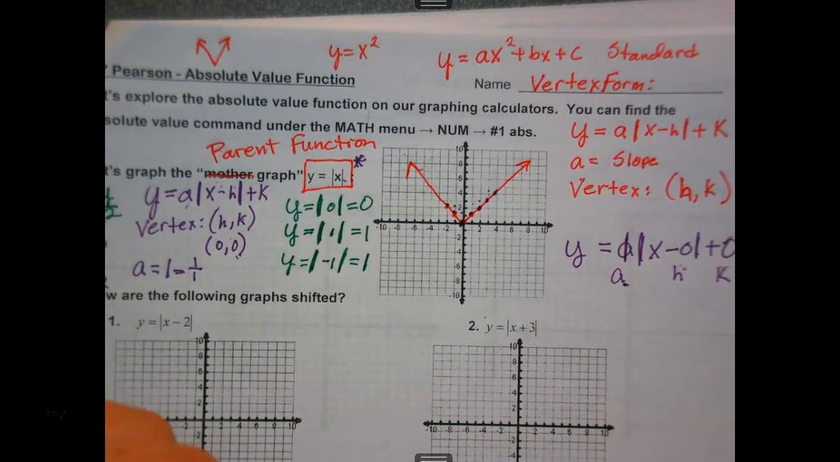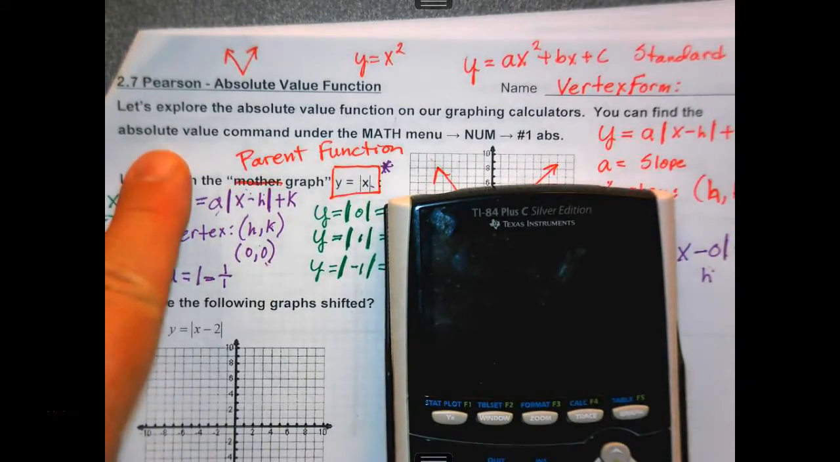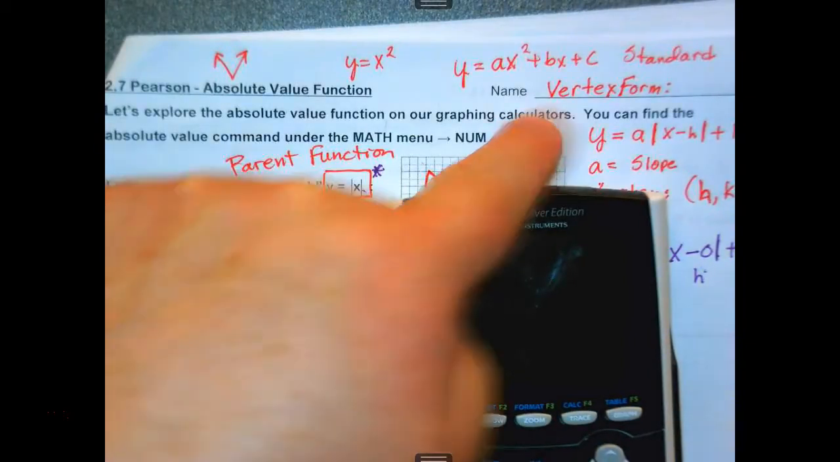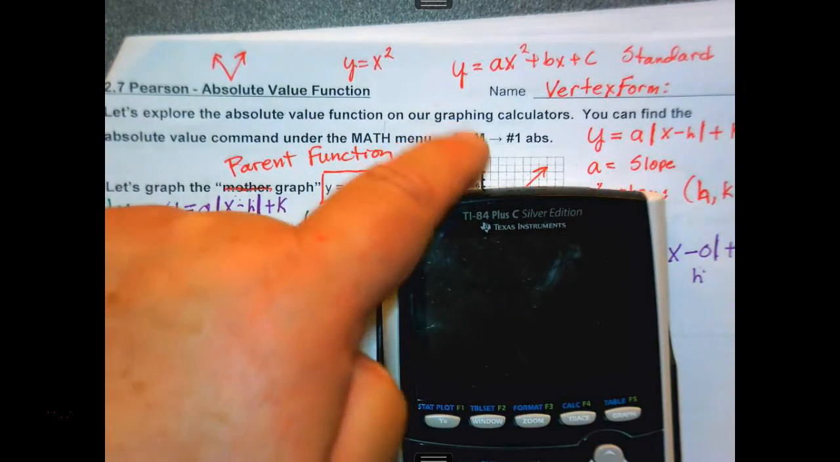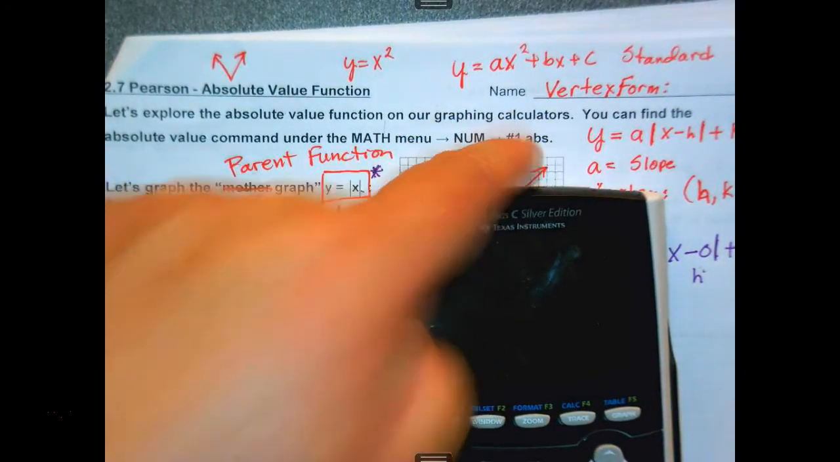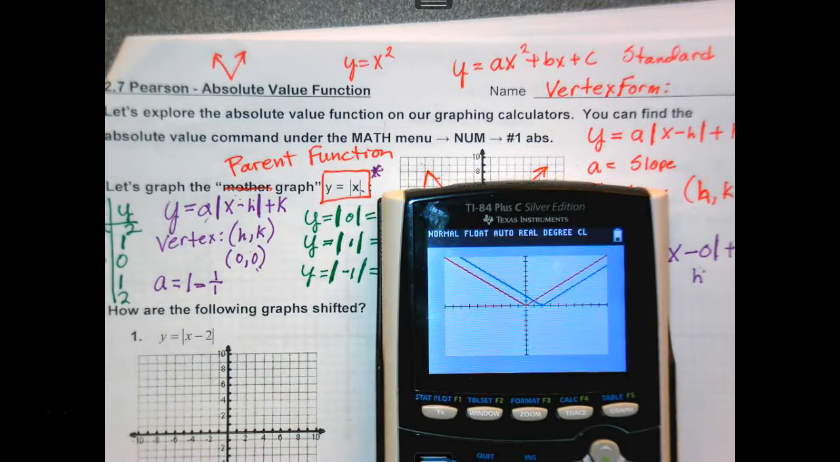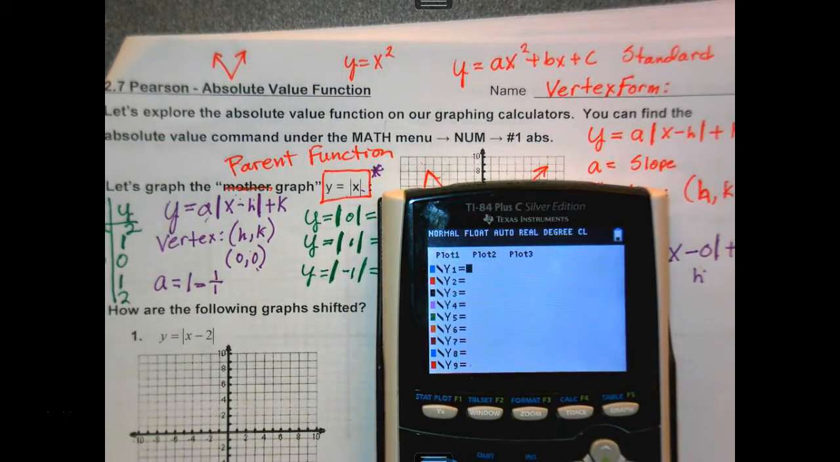What is the easiest way to do anything in math? Calculator. You can find the absolute value command under the math menu, then go to numbers, and then hit number 1. So, what key do we use to graph? That's right, the y equals button. Okay, so go to your y equals. We're going to graph our absolute value function.